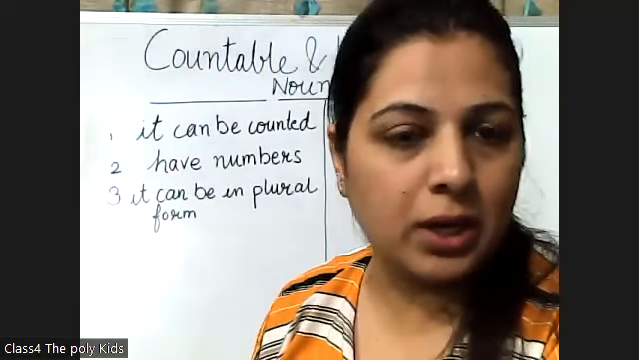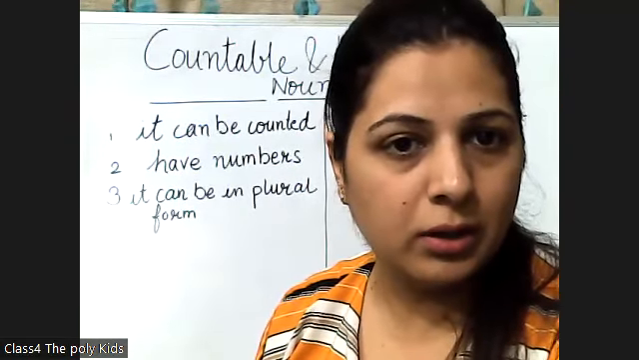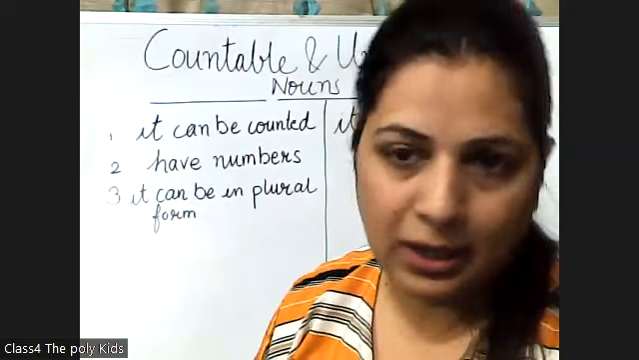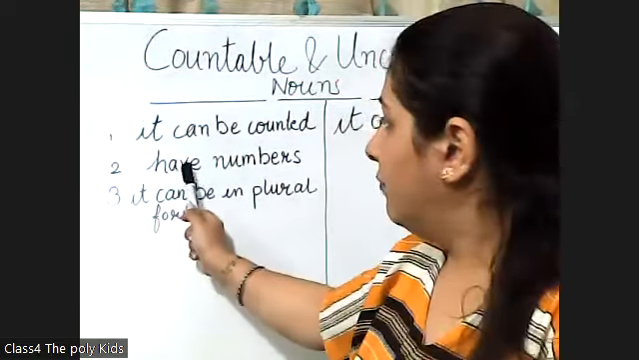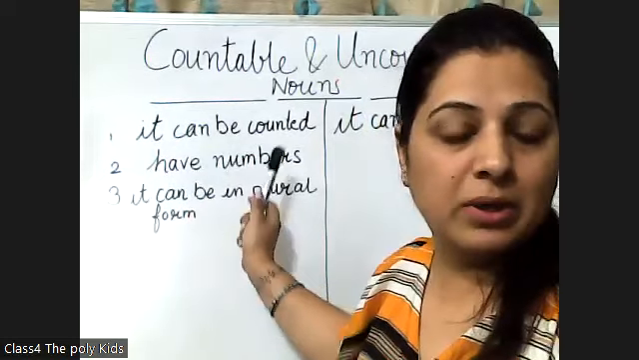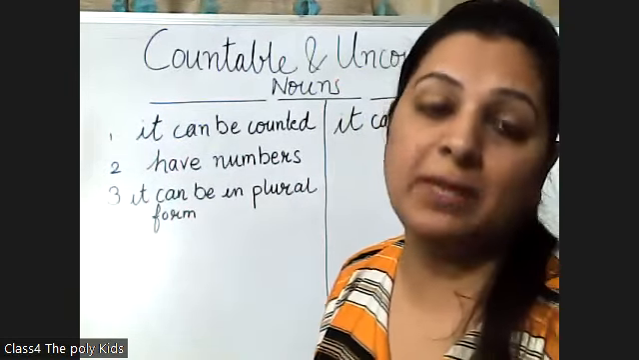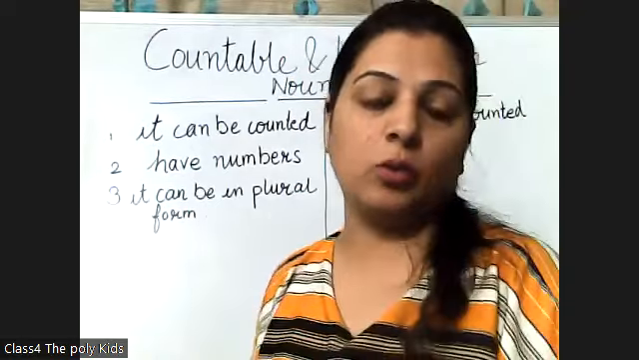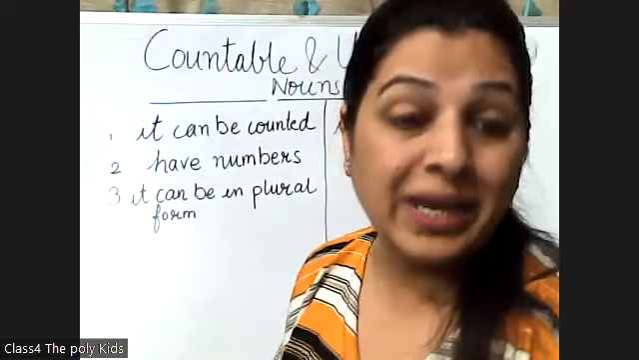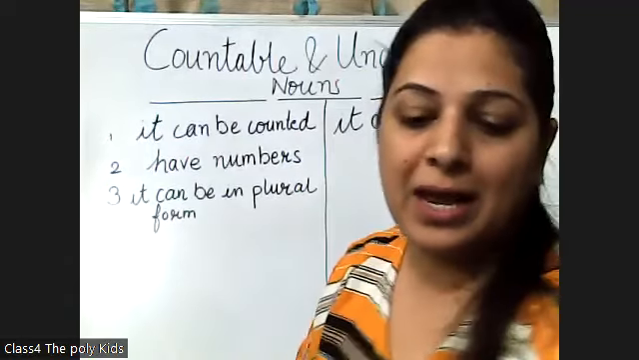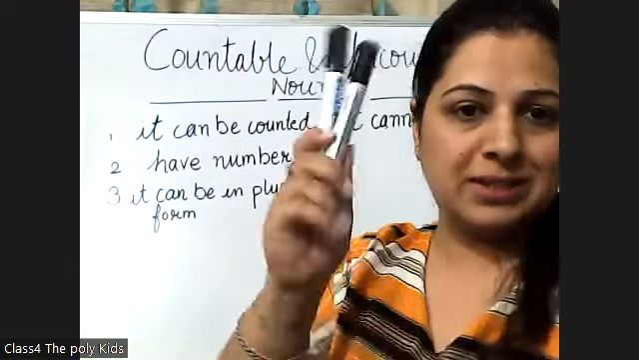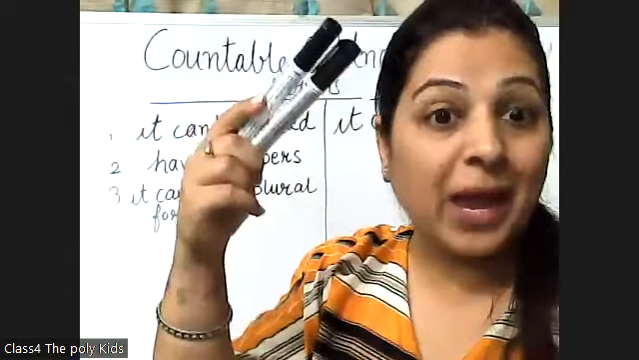Plural, singular, plural. Have you heard? Suna? Yes, ma'am. Okay. So, in countable nouns, we have numbers. That means you can count the thing. You can count the noun in numbers. For example, if I'm talking about this, it is a pen.